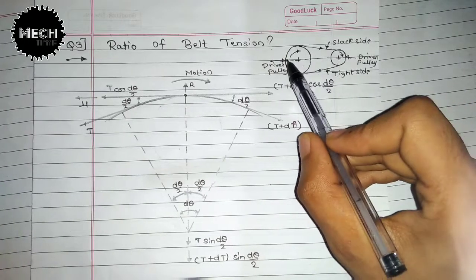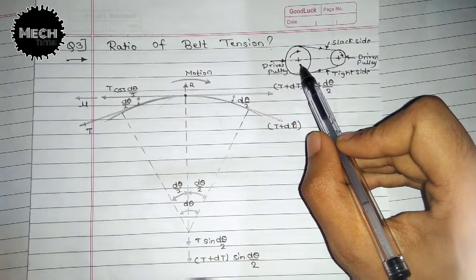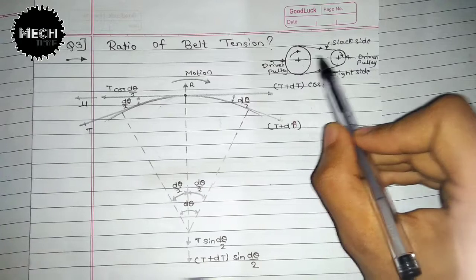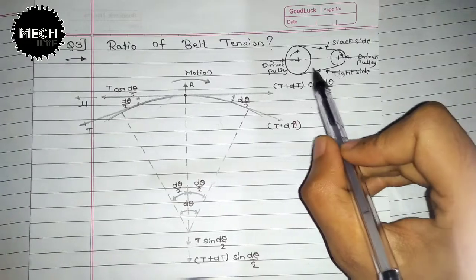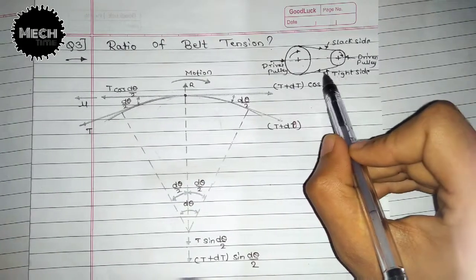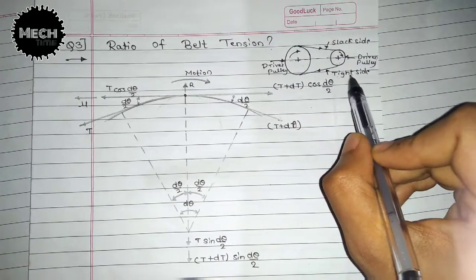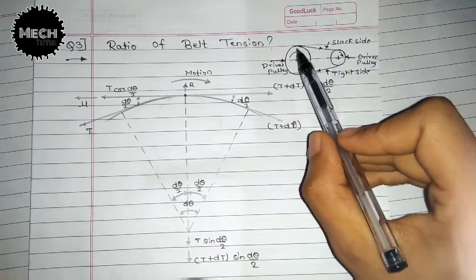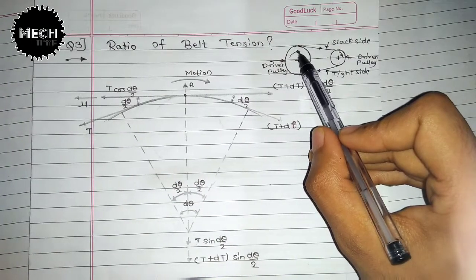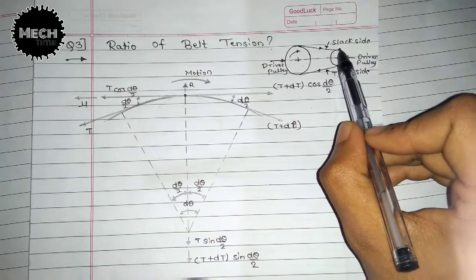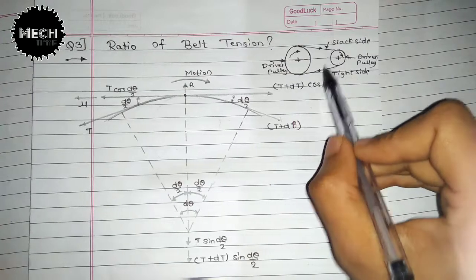Then we know that when the driver part is given some power, it tends to rotate the driven part. This is our slack side and this is the tight side. At the tight side position, the tension will be more because it has to carry the motion from here till here. Also, in the open belt, if the driver rotates in the clockwise direction, the driven part will also rotate in a clockwise direction. So this is about the open belt.